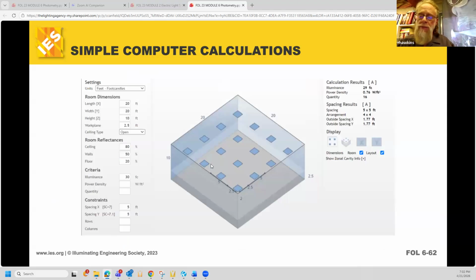So here's the real basic one. It goes back to that lumen method we talked about, where one fixture type in a room is spread out evenly to an average value. And you pick a fixture, you give it the inputs, and it gives you an answer. You don't like the answer, you can start to change stuff.